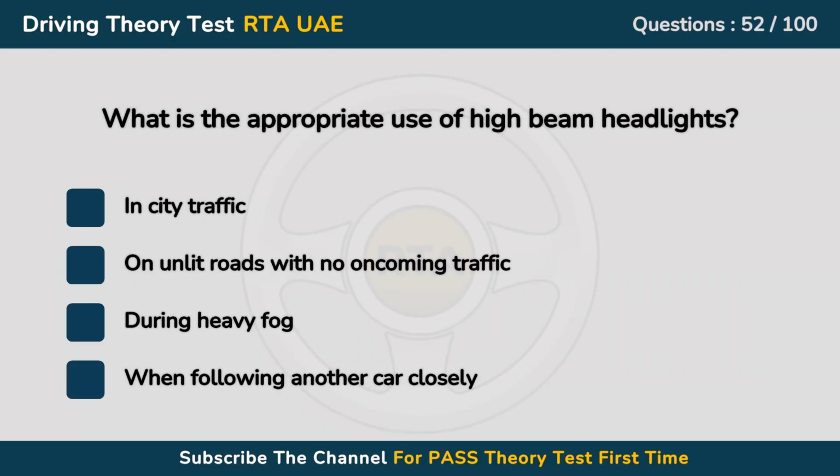Question 52. What is the appropriate use of high beam headlights? A. In city traffic. B. On unlit roads with no oncoming traffic. C. During heavy fog. D. When following another car closely.